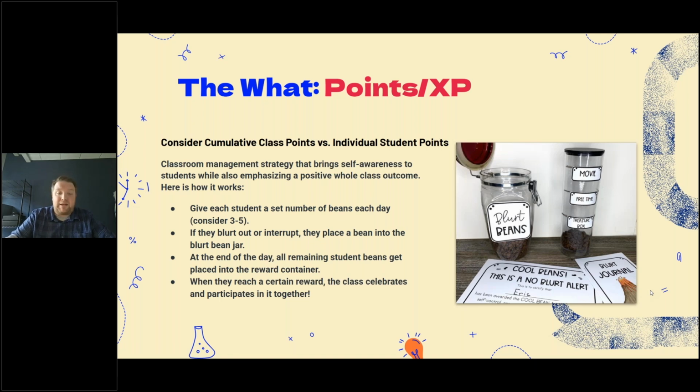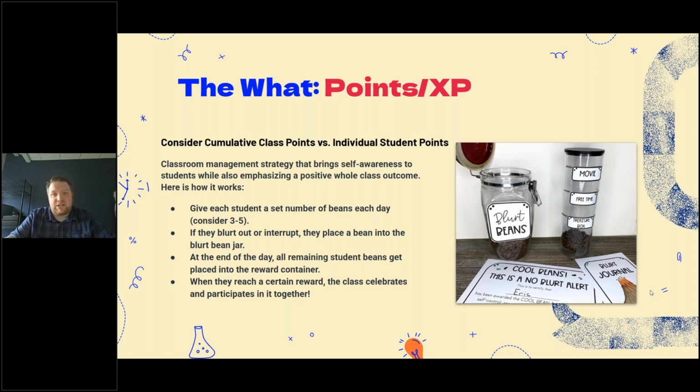They lose that bean. And then at the end of the day or the end of the class period, however you want to do it, all the remaining student beans get placed into the reward container. And so you can keep track of reaching a certain reward throughout the class. And when you get to those big milestones, the class celebrates, and then of course they participate together. So it encourages them to work together to make sure they're not talking out of turn or being rude or anything like that.